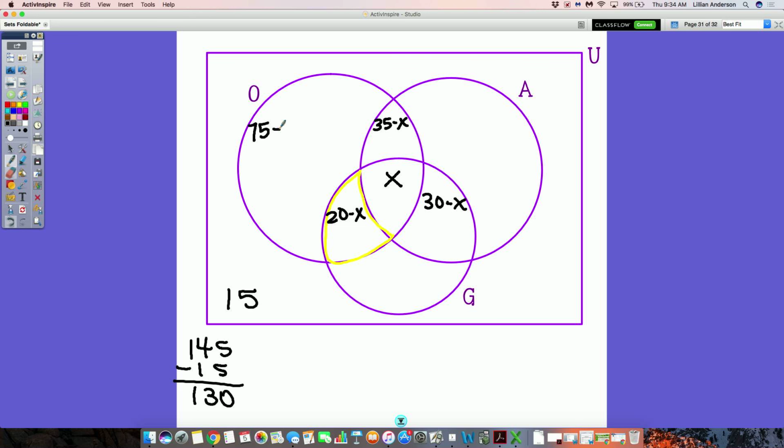Now this is where that careless error can come into play, because you basically have to add all three of these regions up right here and then do 75 minus that. So be careful. Put these in parentheses: 35 minus x plus x plus 20 minus x. Put all of those in parentheses because you're going to have to distribute that negative over.